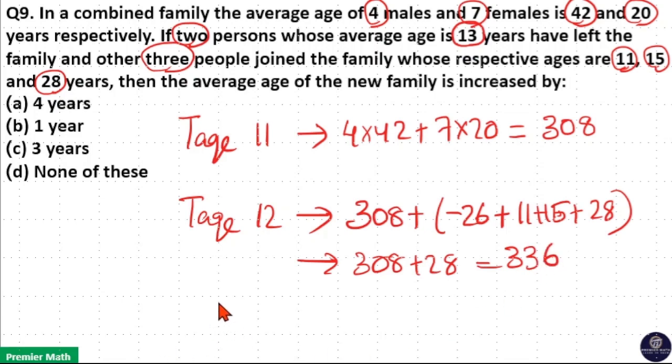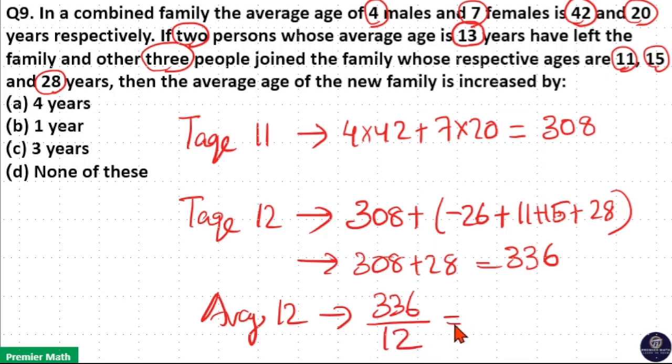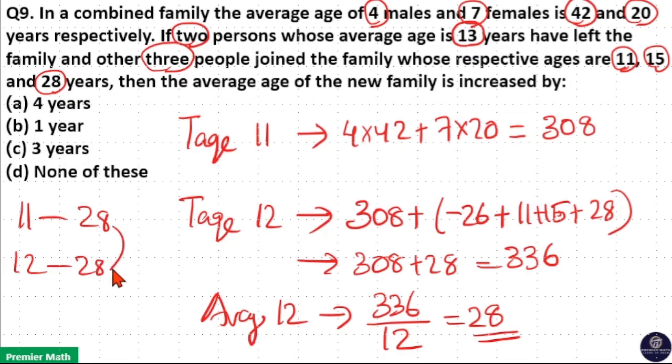That is, the average age of 12 people is the total age of 12 people, 336, divided by the total number of people, 12, which is equal to 28. That means for 11 people 28 is the average, and for 12 people 28 is the average. That is, there is zero increment in the average of the people. So option D is your right answer.